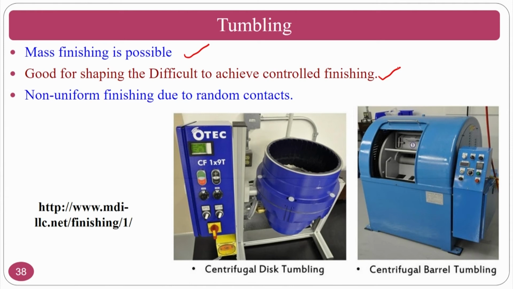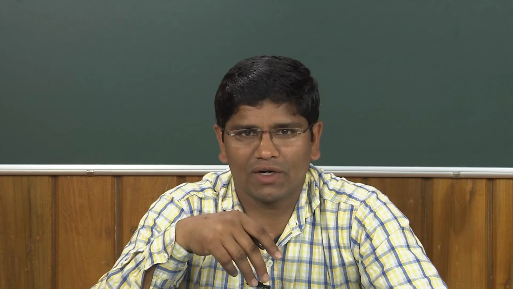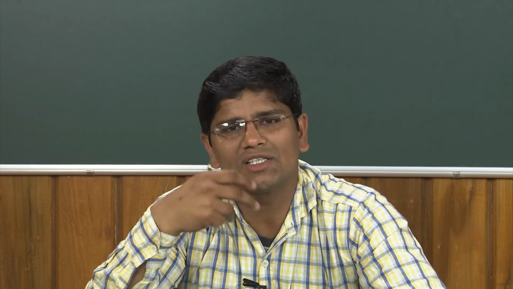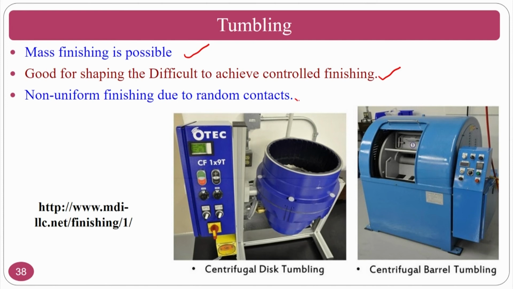Assume that I have a cast component and I want to remove a layer on top, so you can go for this. You can get the shape, but not the final finish. If I want a nano finish, you may not achieve it, but you can get a similar shape. So, there is non-uniform finishing due to random contacts. The abrasives are loosely bonded, that means they are individual, and you are rotating them. What will happen? The contact will be random. So, the surface finish that you are going to get on the component will be random.